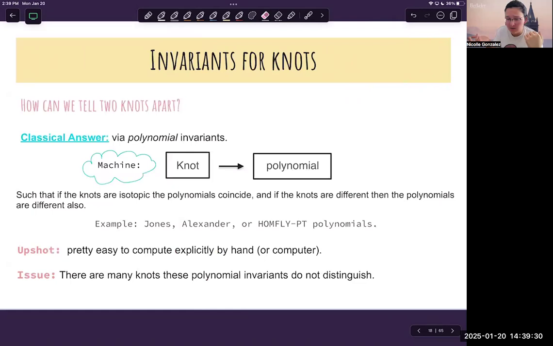The problem, right, the issue is that these machines that we have, these polynomial invariants, don't distinguish every knot. They're not perfect sieves.